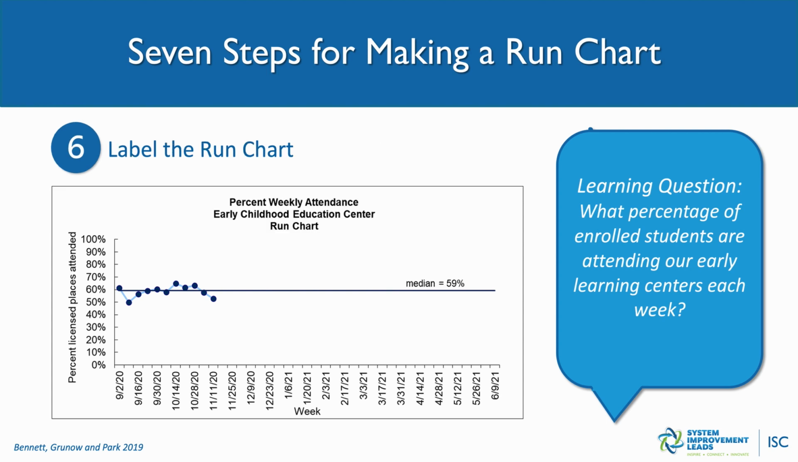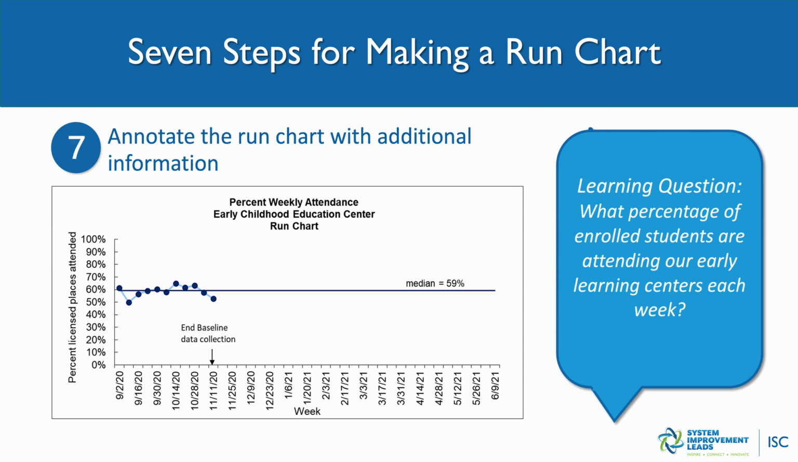Step 6. Label the run chart. Add important detail to the x-axis, y-axis, and chart title. Finally, Step 7. Annotate the run chart with any additional information. Adding words to the chart can really help in communicating the story presented through the data. Here we have annotated the end of the baseline data collection period. Remember, these steps are all included in our handout, 7 Steps for Making a Run Chart.